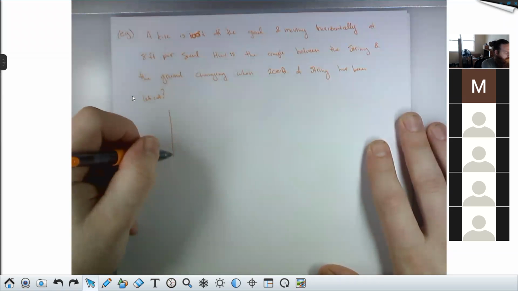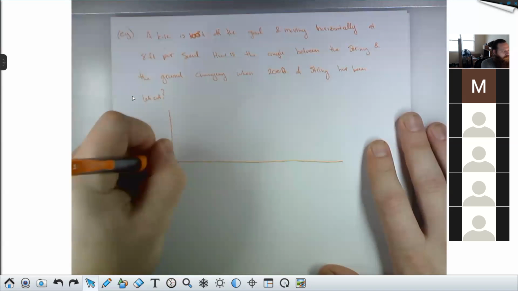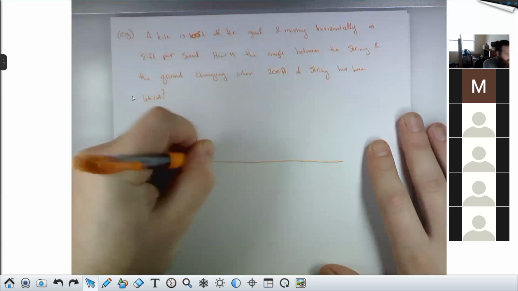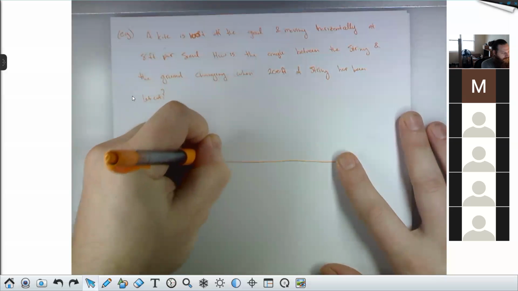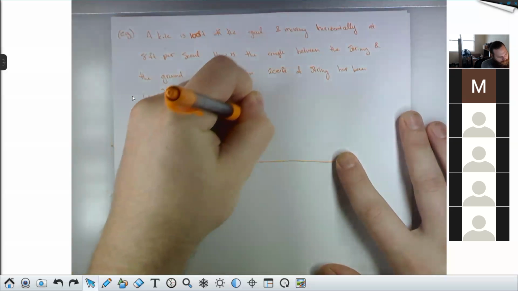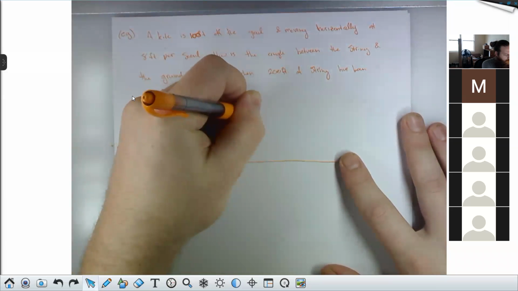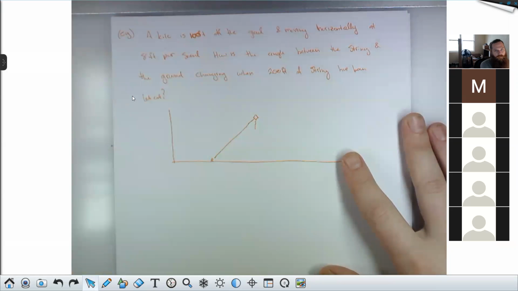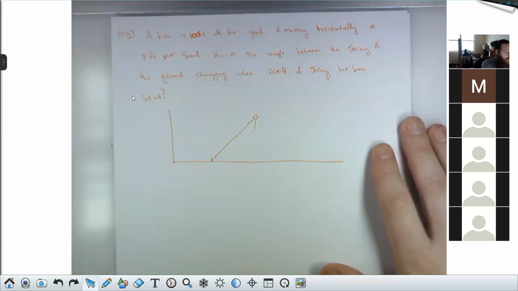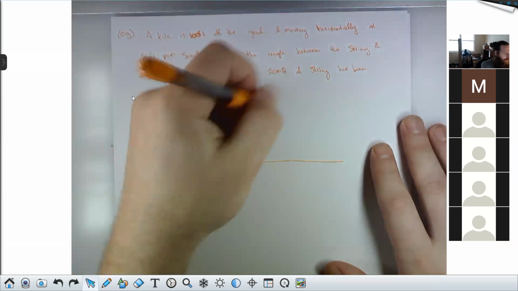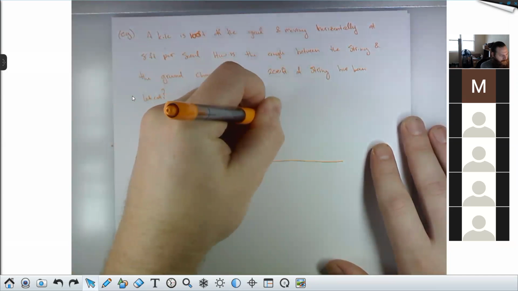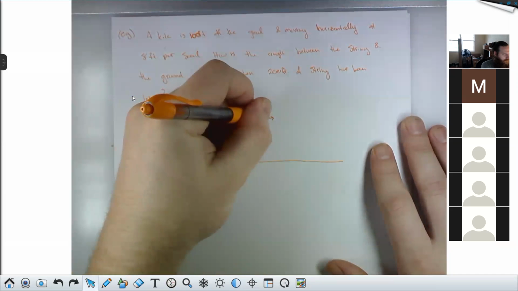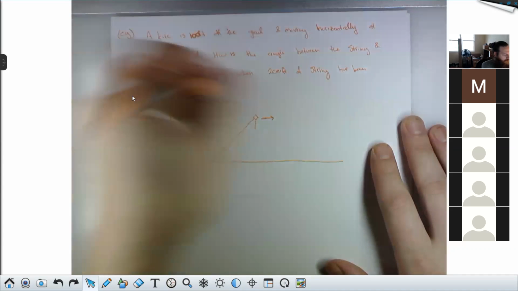I don't know why I drew this wall here, but we don't need it. That's not necessary for this. Okay, so here's my little kid. He's really, really tiny. He's on the ground, and he's flying a kite. Here's the string. Here's the kite. It has a tail. Looks nice like that. I want to know, if the kite is moving horizontally at a speed of, was it 8 feet per second?